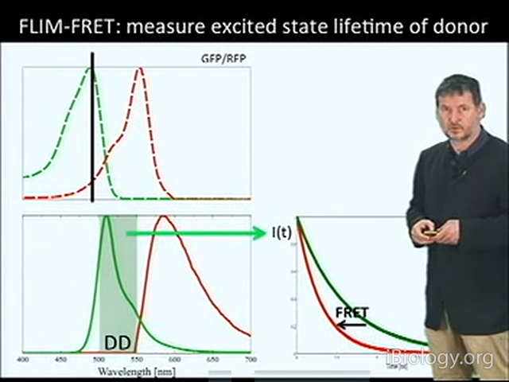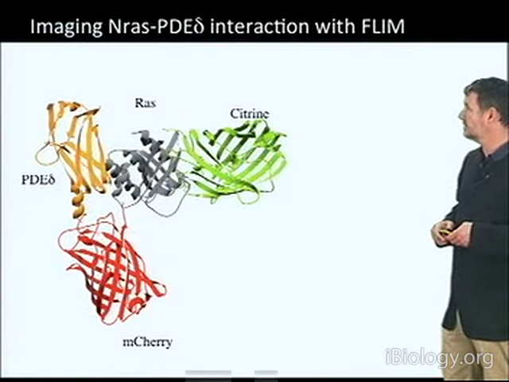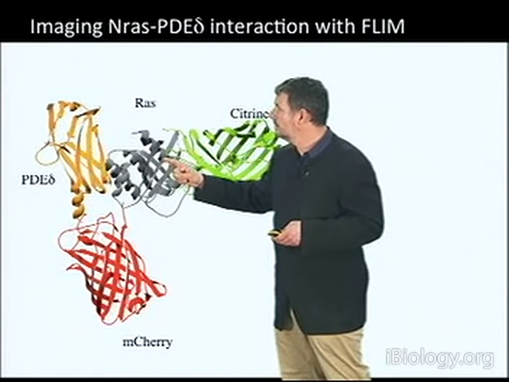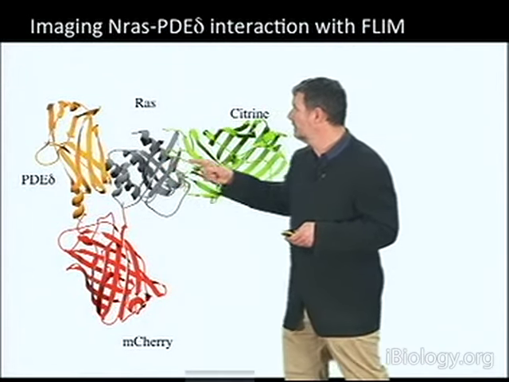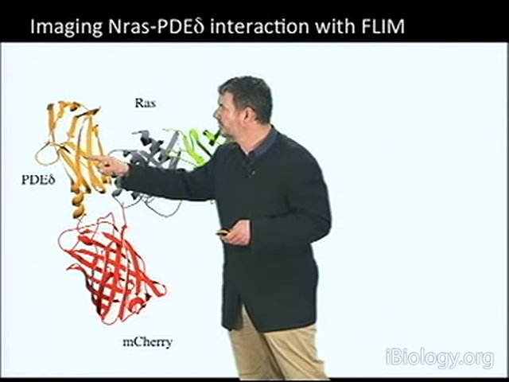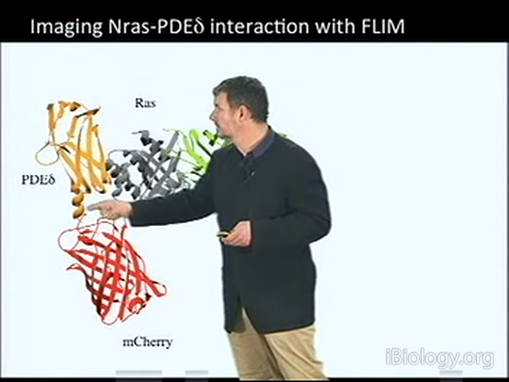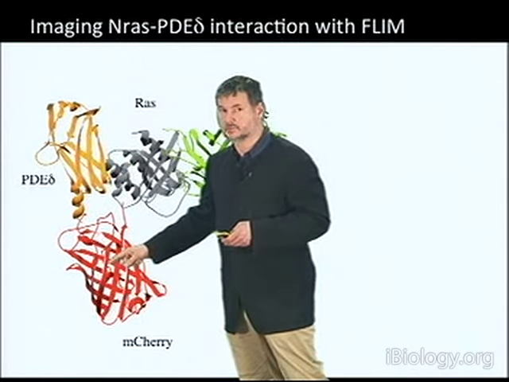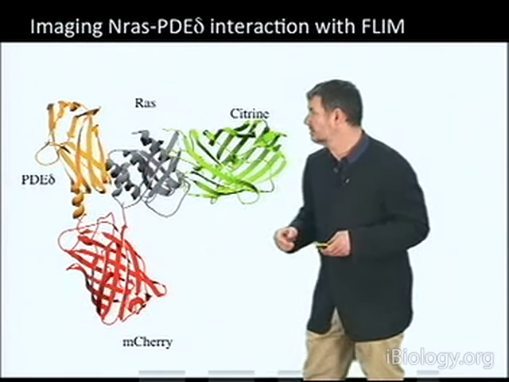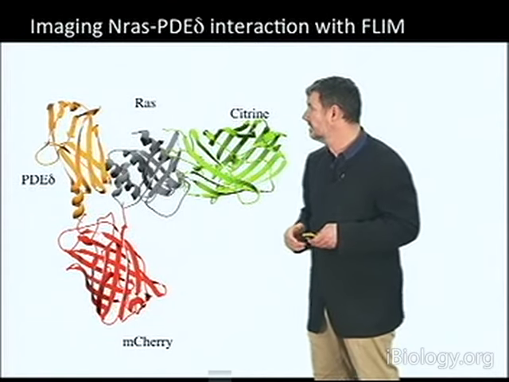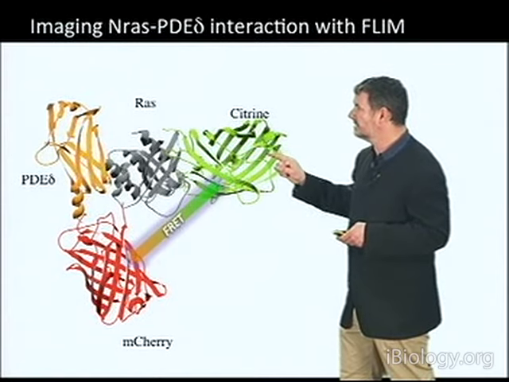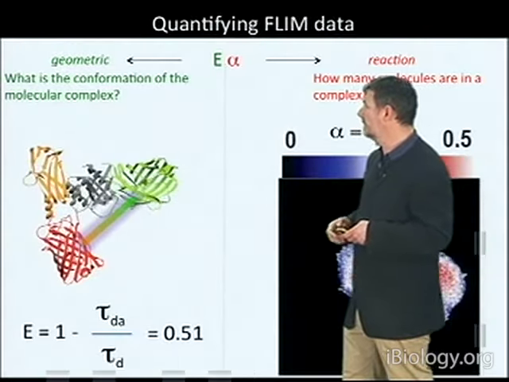Now, just to give you a flavor of what it looks like, I just have an example here, which I will come back to in my second seminar, where we looked at the interaction between RAS, which is the central node in signal transduction, which has the donor molecule Citrine attached to it, and this molecule called PDE-delta, which is a GDI-like solubilizing factor with a Cherry attached to it. Now, we were interested in this interaction because it was of importance to the spatial organization of RAS, and we needed to know where this interaction takes place inside cells. So we basically measure FRET, and we do this specifically by measuring the excited state properties of the donor.